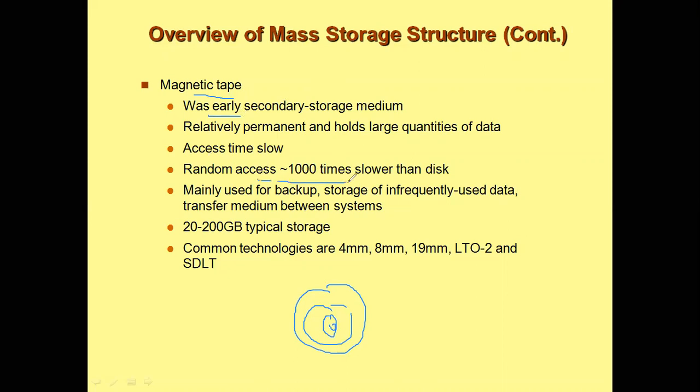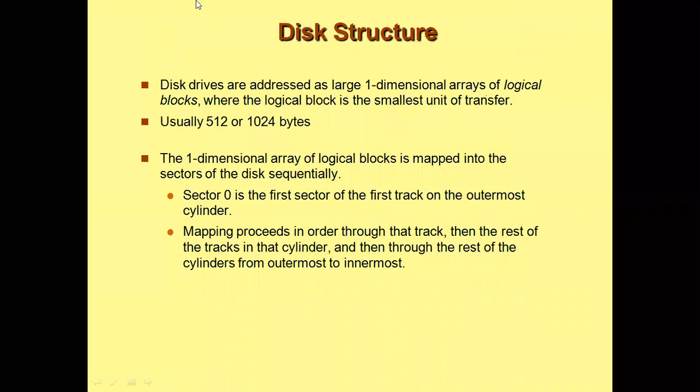The disadvantage is shown here. It is 1,000 times slower than disc, and it can have only up to 20 to 200 GB of typical storage. And these are some technologies that are associated with magnetic tapes. Okay, coming to the disk structure.